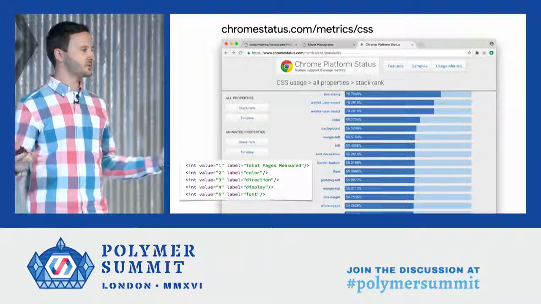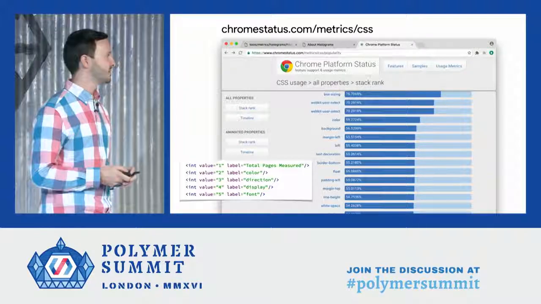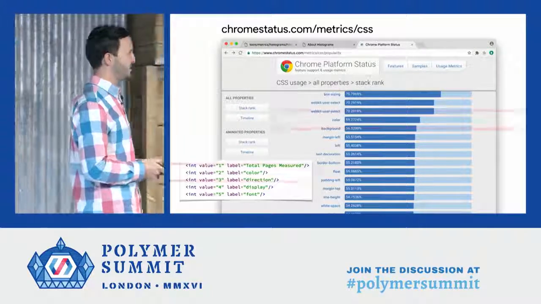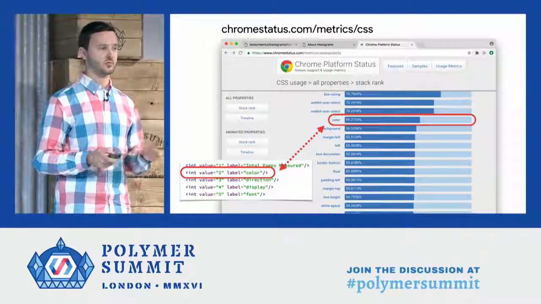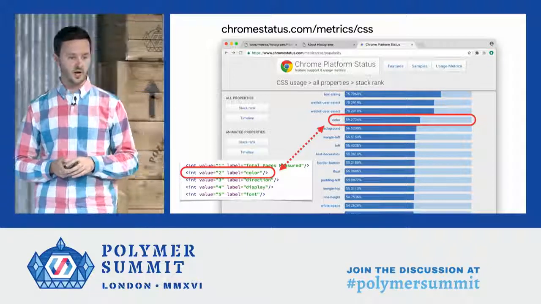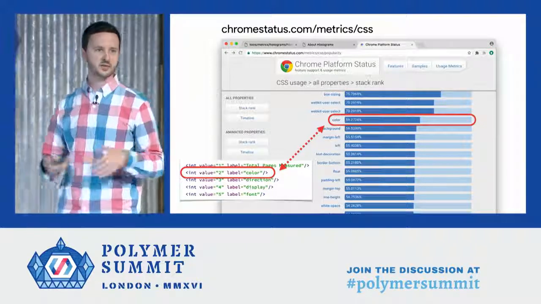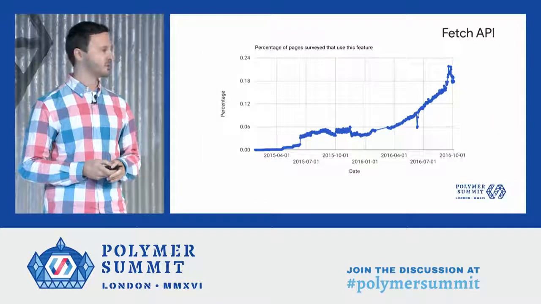So we aggregate all this and we expose it externally and publicly on Chromestatus. So you can see here that if you look on Chromestatus, that color property is about 60% of the pages that Chrome loads use the CSS color property. So that's really cool. You can kind of gain insight into how features are being adopted over time.